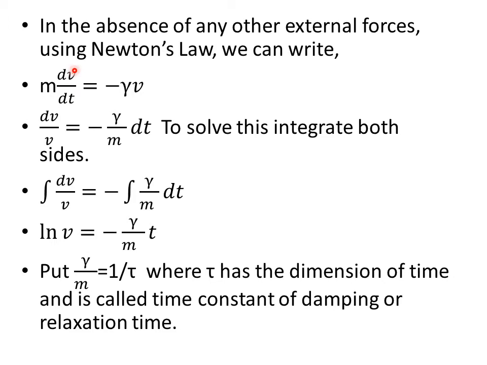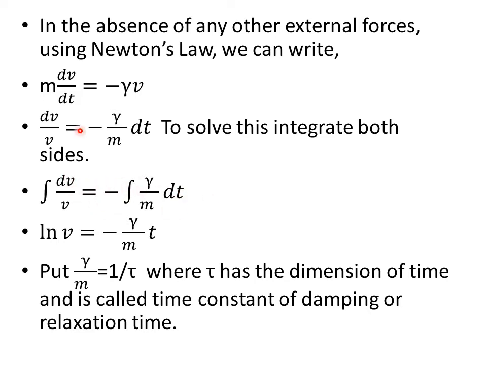That means if it has a particular velocity, its acceleration is equal to dv by dt, and force is equal to m into a. And the only external force which is present is the damping force here. So we rearrange this equation. We group together the velocity term on one side and the time term on the other side, so that you will be able to perform the integration like this. So we have dv by v is equal to minus gamma by m into dt. Now it is in a convenient form.